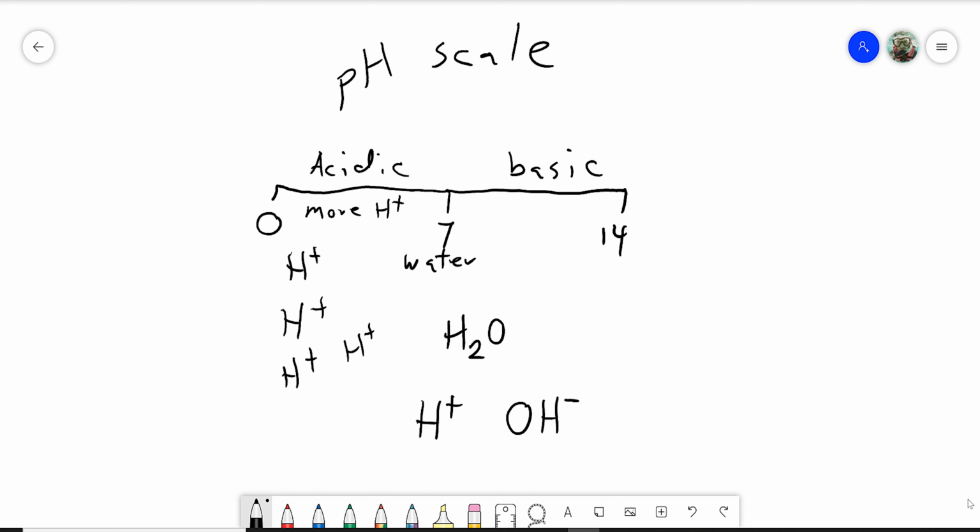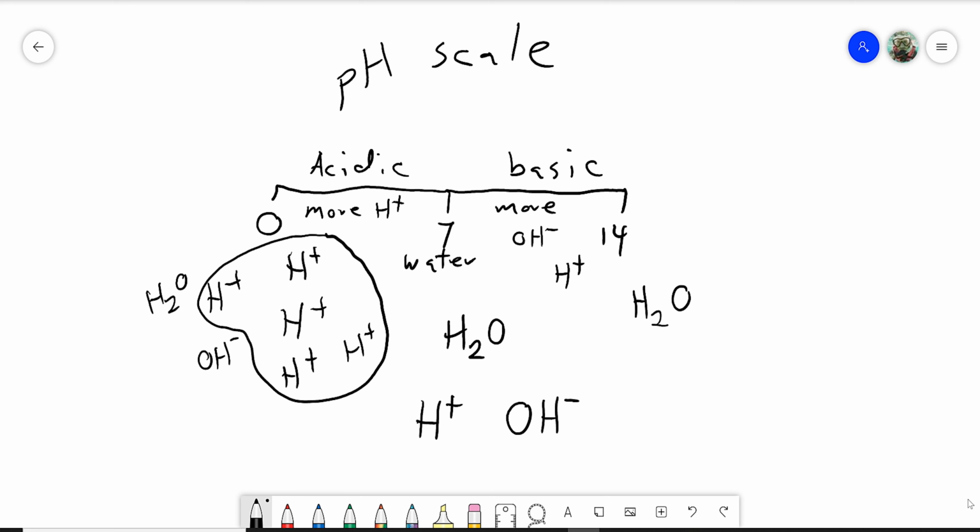And so you're going to see more hydroxide ions if you are a base. If you have a base and want to make it more neutral, you add more hydrogen ions, and they can join with hydroxide ions to form water. So really the pH scale is just measuring how many hydrogen ions you have inside a liquid, or really how many hydrogen ions you release when you're in the liquid form.